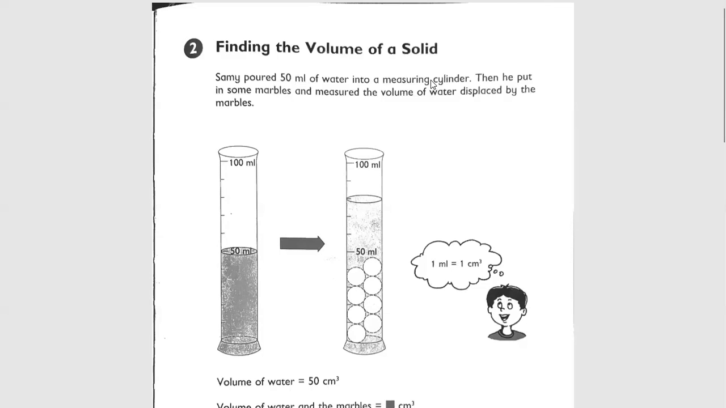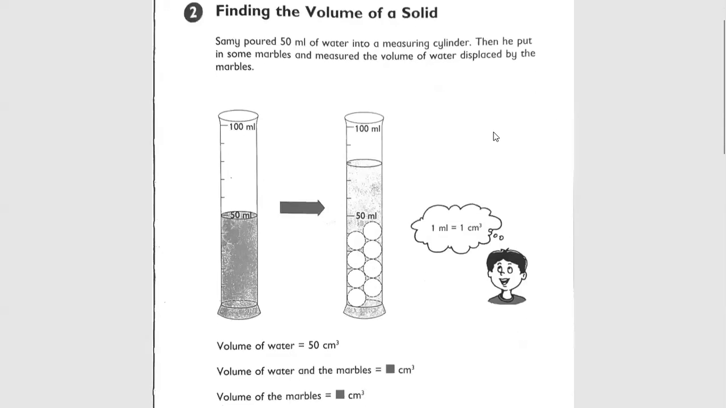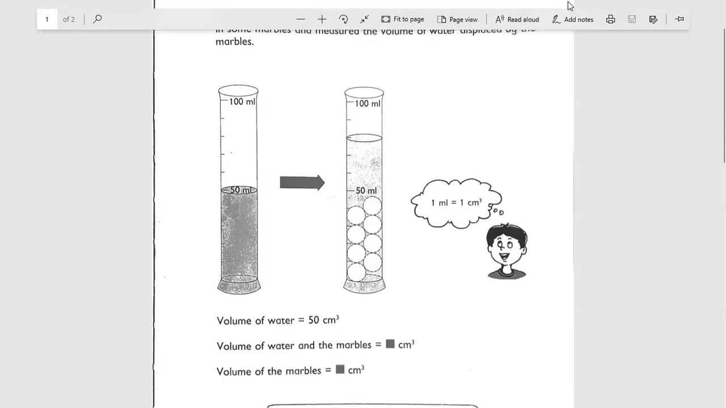Okay. Sammy poured 50 milliliters of water into a measuring cylinder. Then he put some marbles in and measured the volume of water displayed by the marbles. Yes, very good. Thank you, Evelyn.